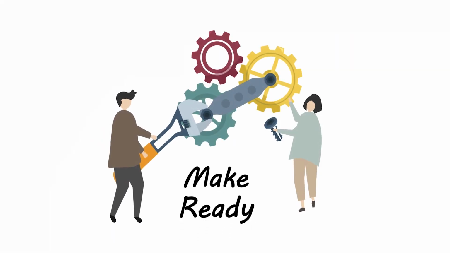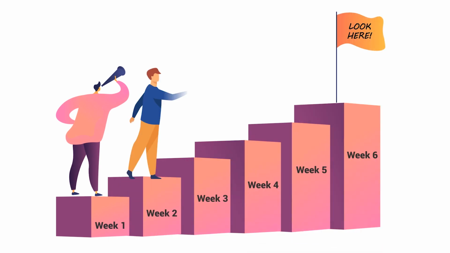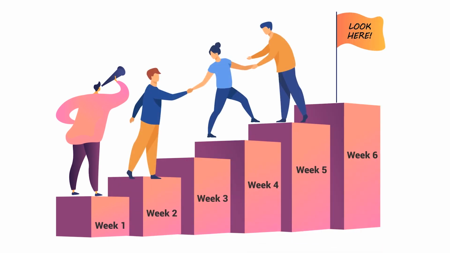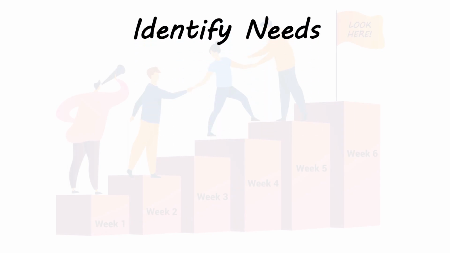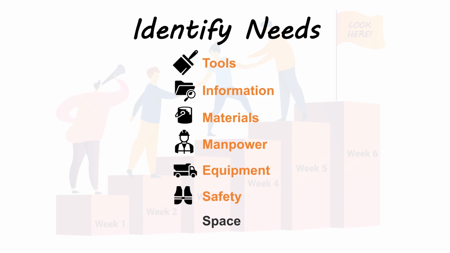To do this, we must determine activities that can be made ready prior to the task execution. This means that we need to collectively identify the required resources and dependencies to be able to complete the task on the scheduled date. These needs can be one or all of these things: tools, information, materials, manpower, equipment, safety, and space that will be used to perform the task.